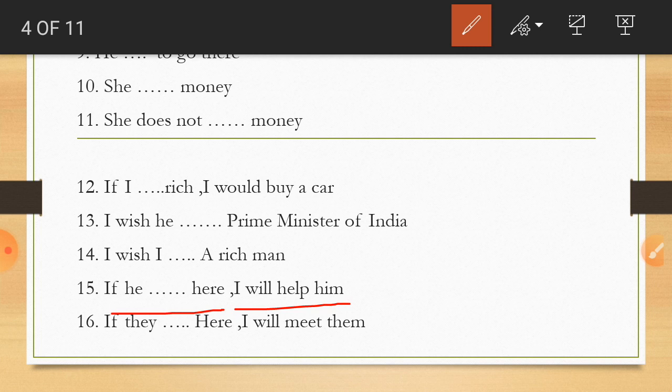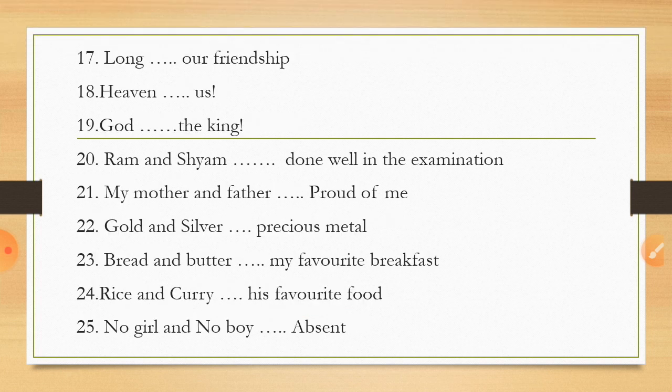Okay, so what our agenda is to recognize and to be aware of, familiar with singular and plural verb where we have to use, and most of the error correction sentences, they come from the same topic. Okay, so here you have to use, if they come here, I'll meet them. Here you have to use come, not comes. Let's move on to the next question.